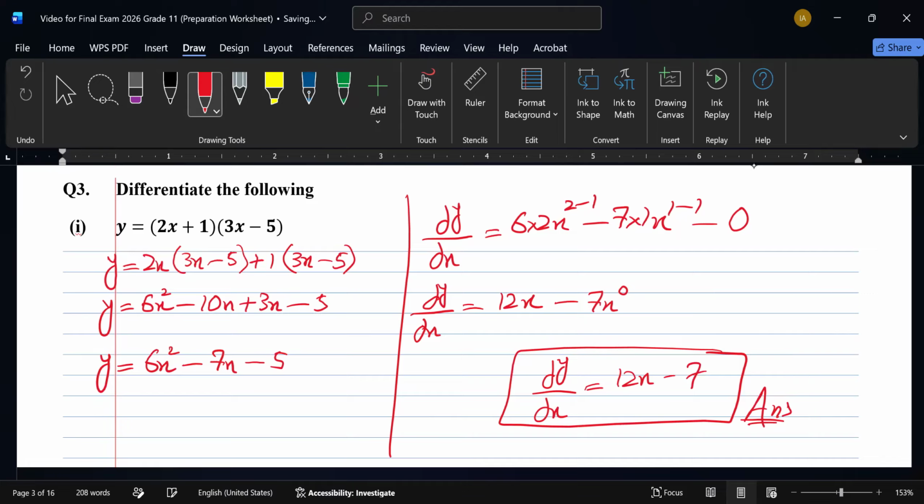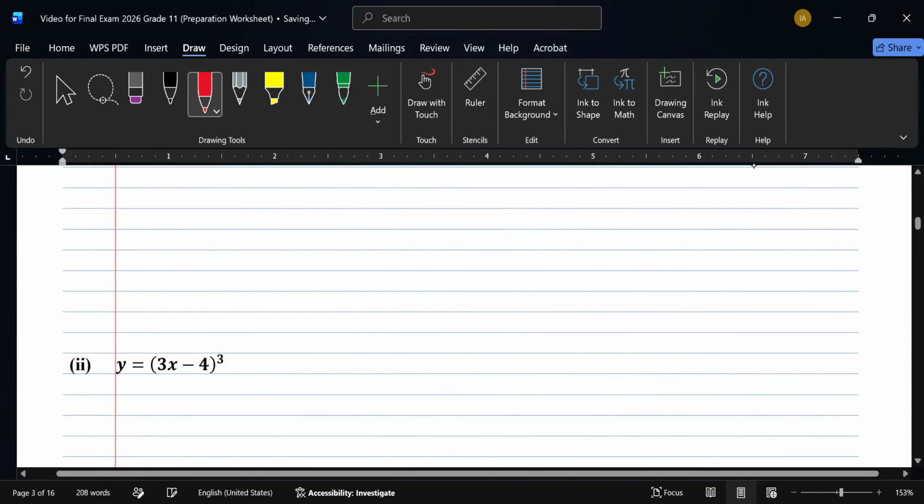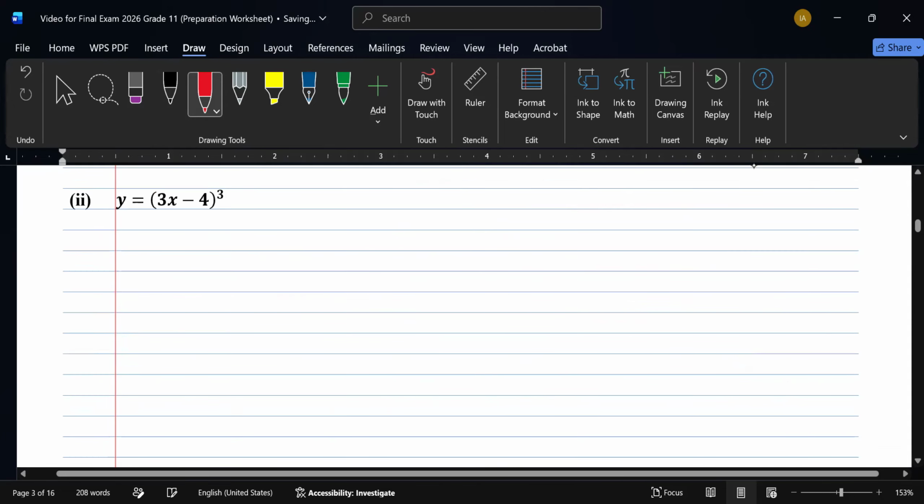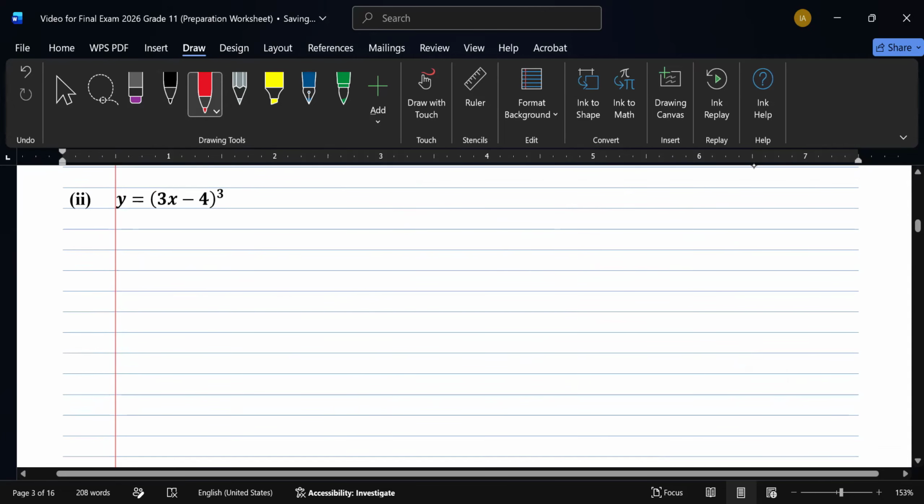I think we should move forward. I hope you have noted down. Let's move. Take the next one. Yes, we have a bracket now. In the case of a bracket, very simple. We do not expand the bracket. We just differentiate in the same format. How do I differentiate? Let's see.